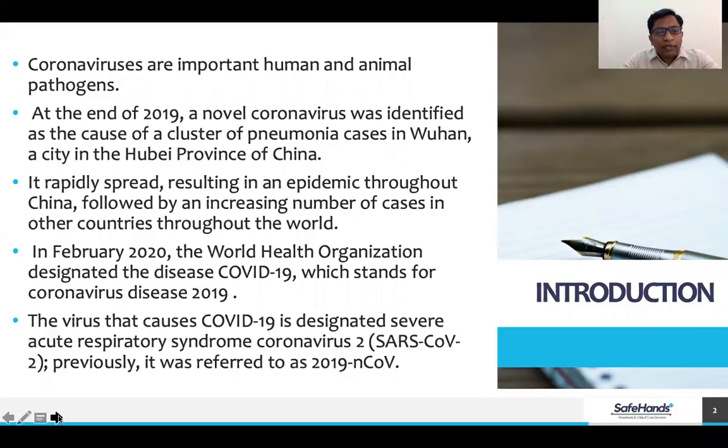It rapidly spread, resulting in an epidemic throughout China, followed by an increase in the number of cases in other countries throughout the world. In February 2020, the World Health Organization designated the disease as COVID-19, which stands for Coronavirus Disease 2019. The virus that causes COVID-19 is designated Severe Acute Respiratory Syndrome Coronavirus 2, SARS-CoV-2. Previously, it was referred to as 2019 novel coronavirus.